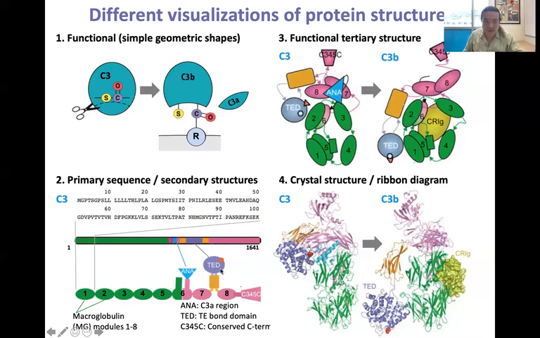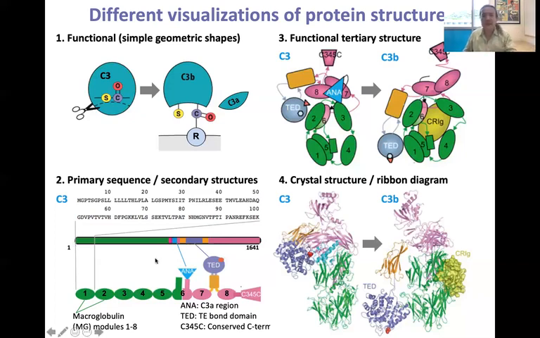Over here, this TED domain is the thioester bond containing domain. And this little orange dot is the thioester bond. So that means what you see here is part of this TED domain of the protein. And then you have the C-terminal end of the protein in pink here. This eventually ends at the carboxyl terminus of the protein. So this is the C-terminal end, compared to way at the start, which is the amine terminal end of the protein.